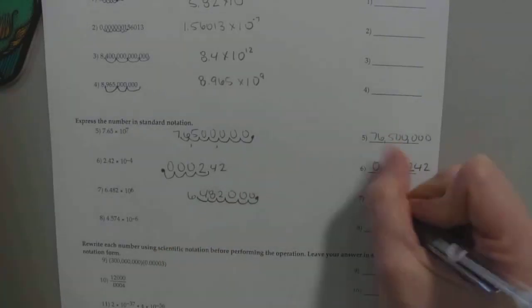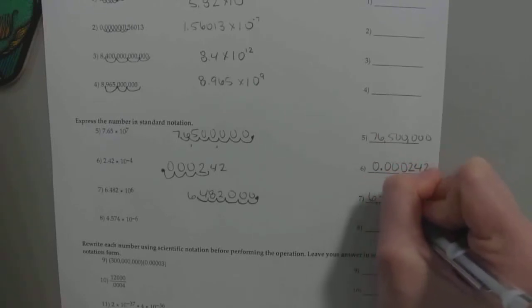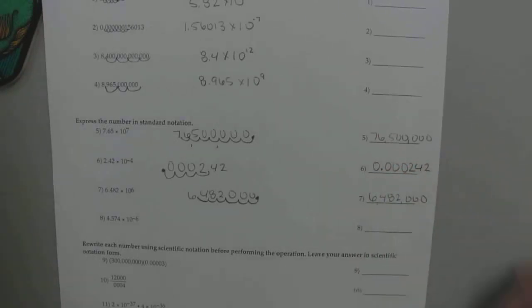So we'll go 1, 2, 3, 4, 5, 6. So we'll just fill it in with 3 zeros. So you end up with 6,482,000. Does that look okay?